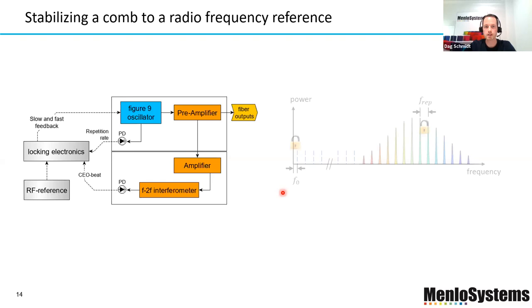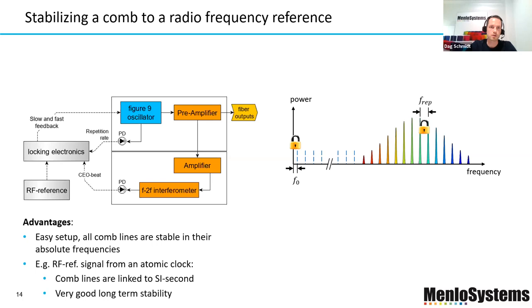Well then, if you lock both of these parameters, everything is fixed. F0 is fixed to the value you just define here by your reference. And the repetition rate, so the distance between the comb lines, is also fixed. So everything's fixed. The advantages of this setup are obviously that it's quite simple, and all comb lines are stable in their absolute frequencies. For example, if you get your radio frequency reference from an atomic clock, if you're very lucky, then you have your comb linked to the SI second and you have extraordinarily good long-term stability.